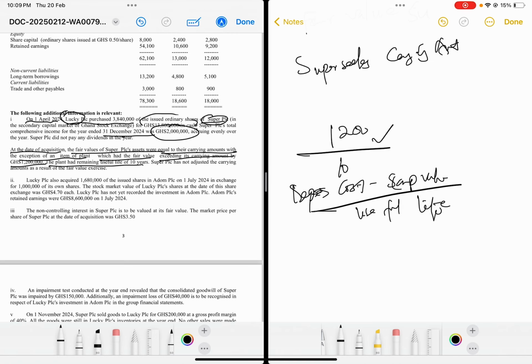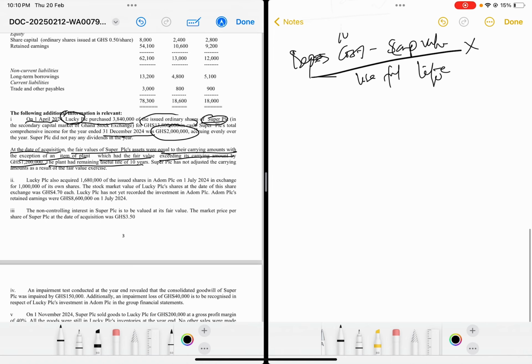But then if we bought the asset within some part of the year, we have to make sure that we adjust the cost of the asset. We adjust the depreciation. So you multiply by the number of months that you bought it for. So you have to take note of that as well, that if the asset was bought halfway through the year, we adjust the depreciation. But if it was bought at the beginning of the year, then we use the full depreciation.